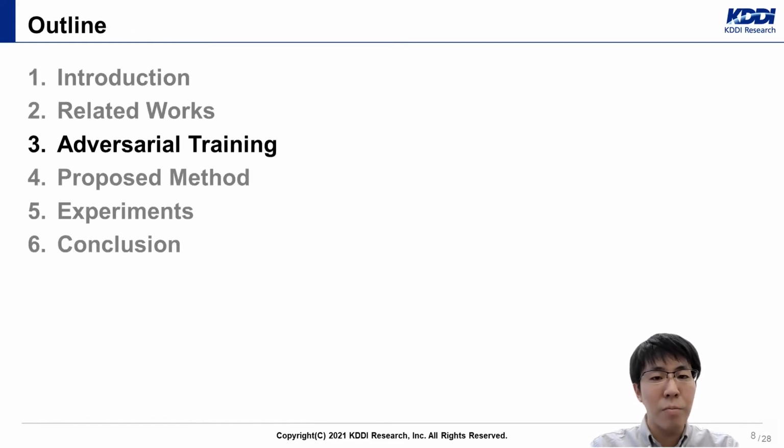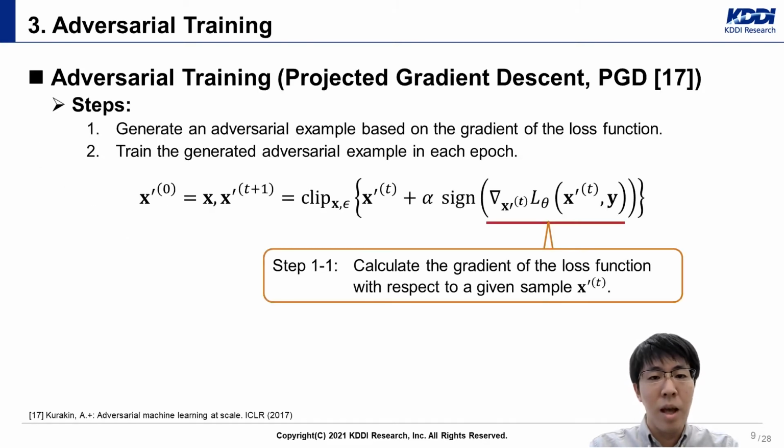And next, I will explain the adversarial training in detail, which is used in our proposed method. In this section, I will introduce one of the popular methods of adversarial training, projected gradient descent, or PGD method. There are roughly two steps: generating adversarial examples and training on them. First, we calculate the gradient of the loss function with respect to a given sample.